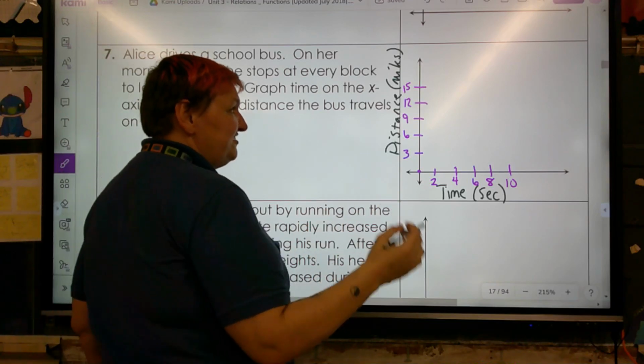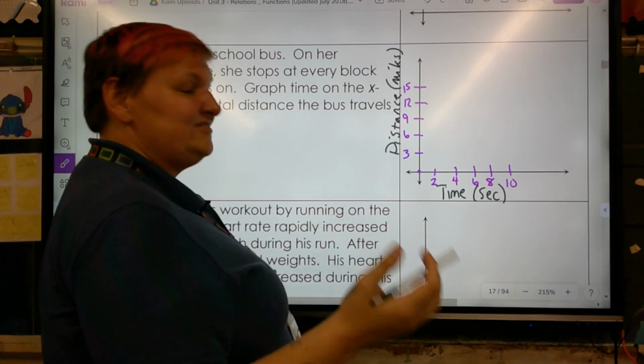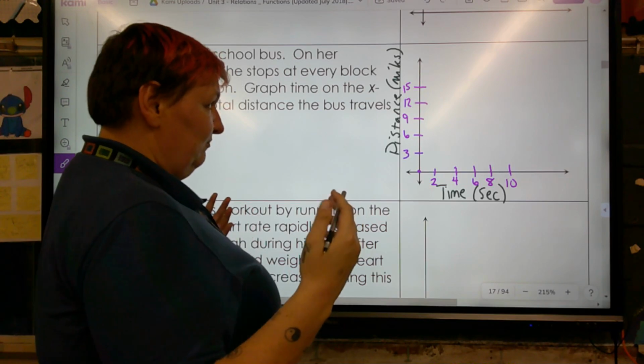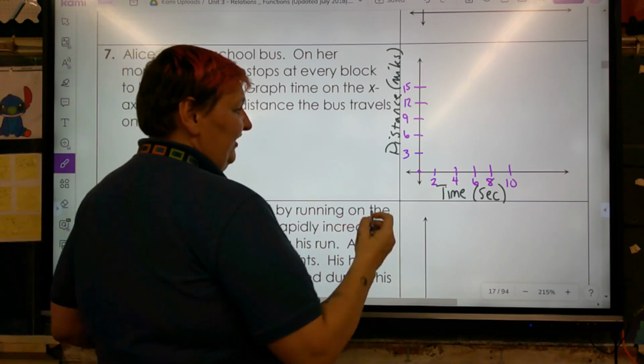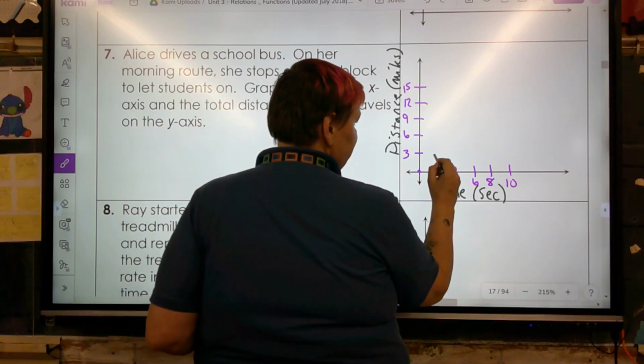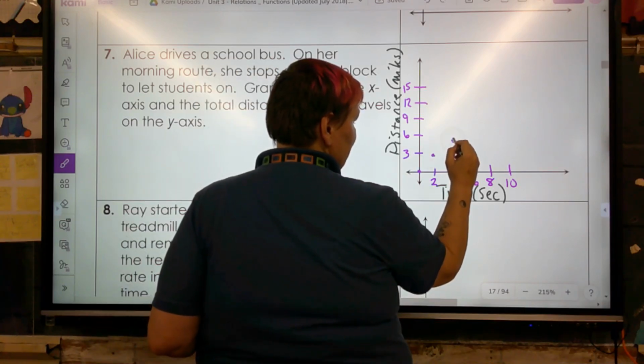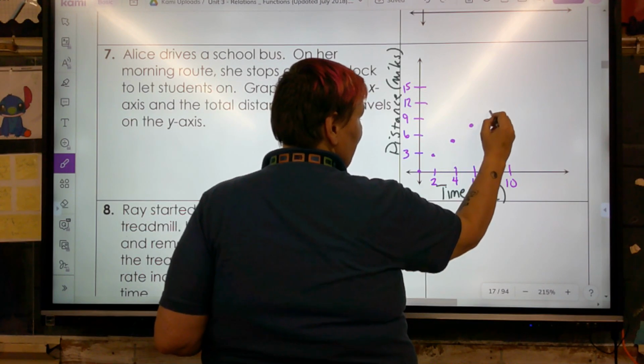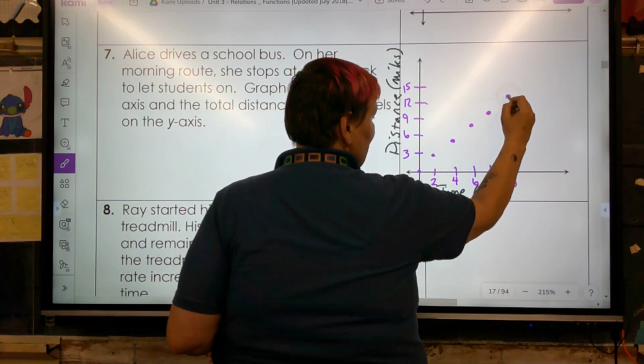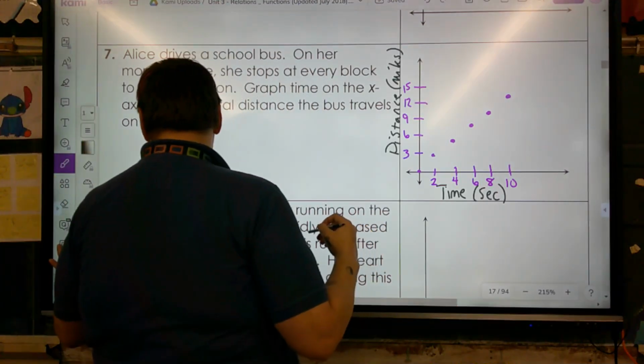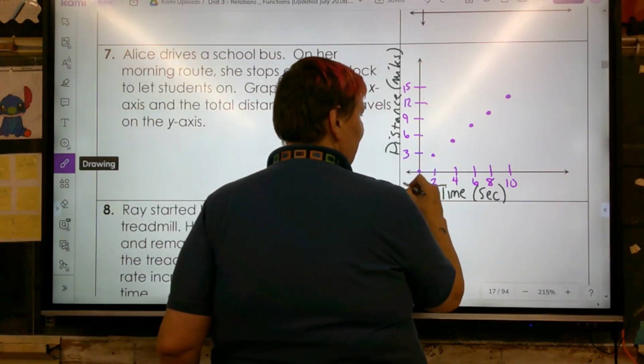All right, so if she stops at every block and she drives the same miles per hour, then she's going to start here and stop at this corner, this corner, this corner, this corner, this corner. Literally, it's going to make a beautiful line. It's going to make a straight line.